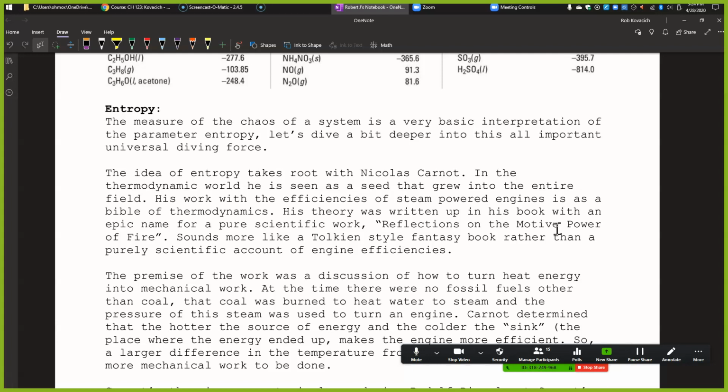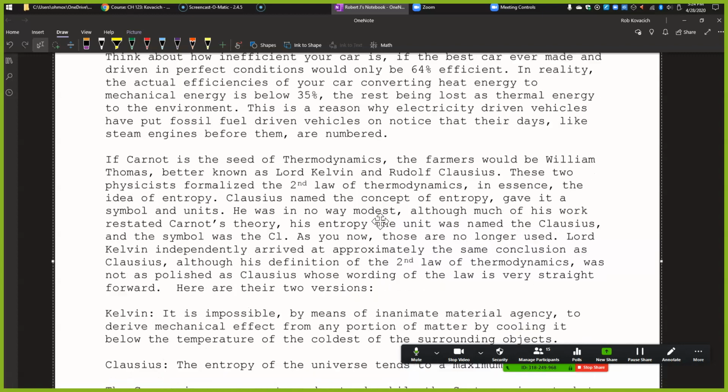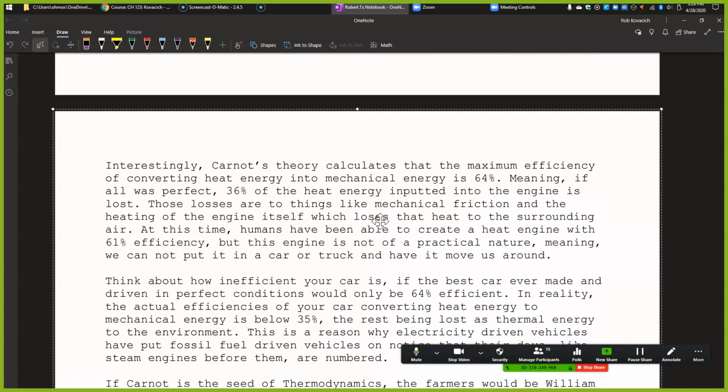Oh, I'm inverting it backwards myself. It's 64% that would be the perfect one. Really? Yeah. That's a lot. It is, but again, the actual value is closer to like 18% out of a vehicle.